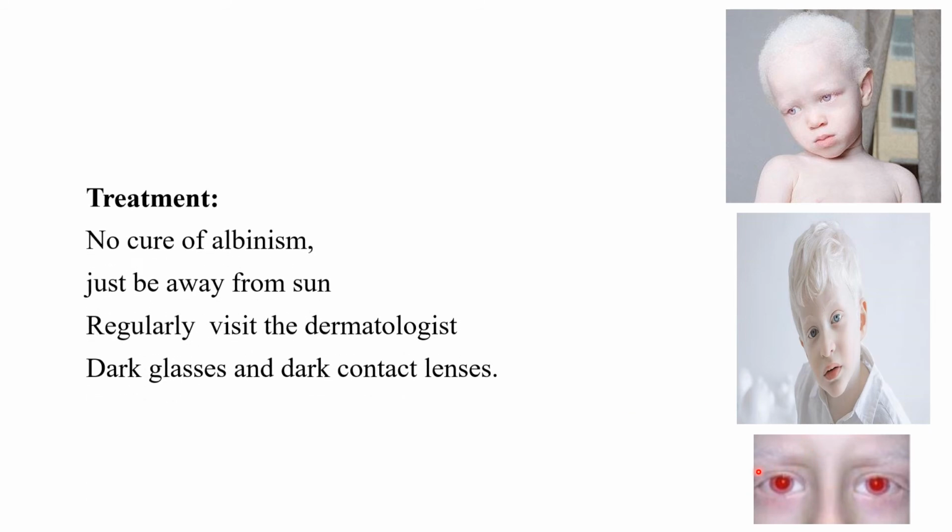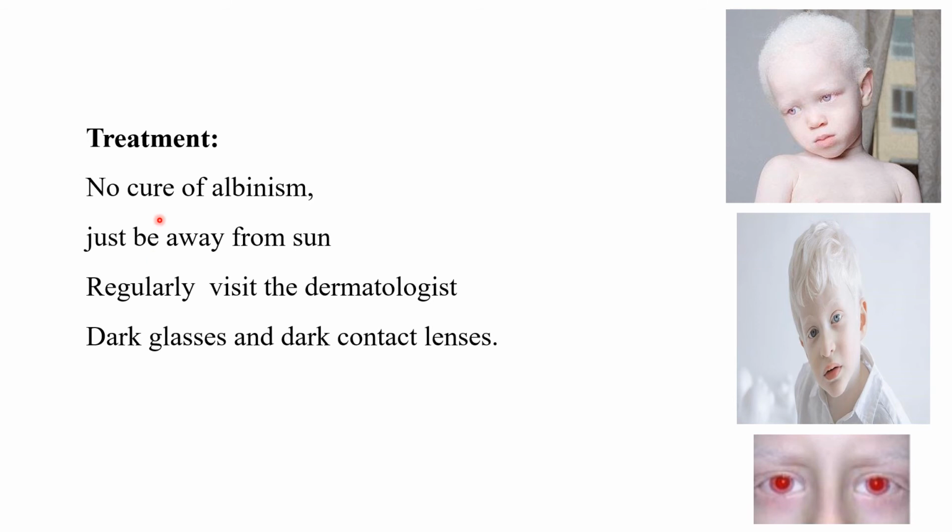In some cases, people with red eyes may be observed with albinism. Treatment: there is no cure for albinism. Just stay away from the sun. Regularly visit the dermatologist. Use dark glasses and dark contact lenses in case of albinism, because the skin and the eyes are sensitive to light.